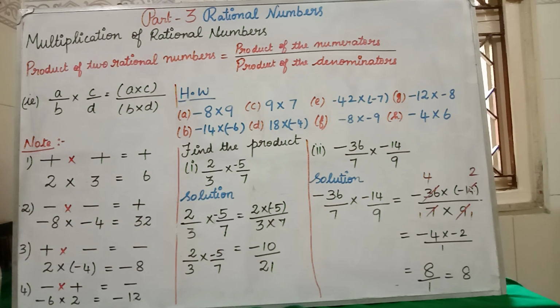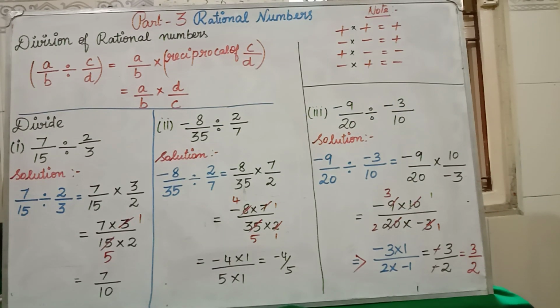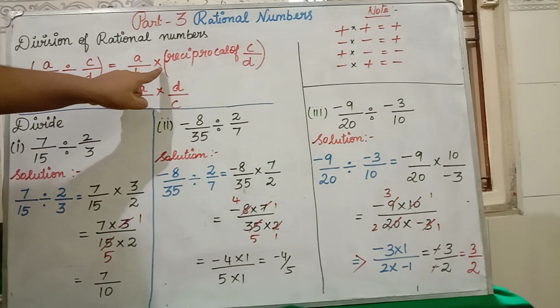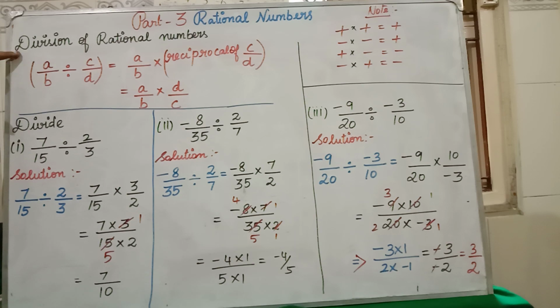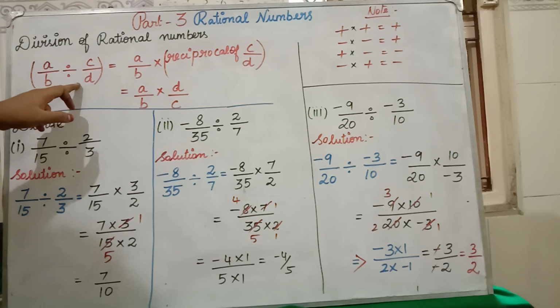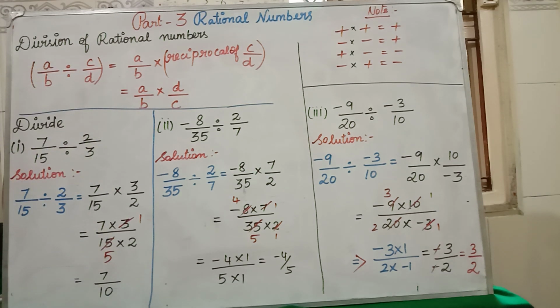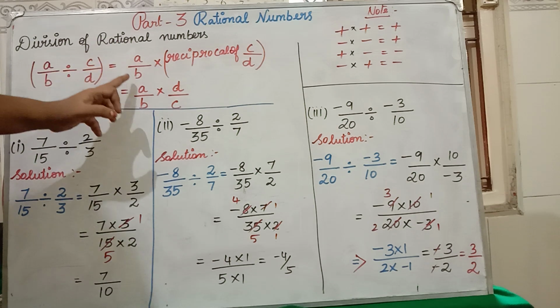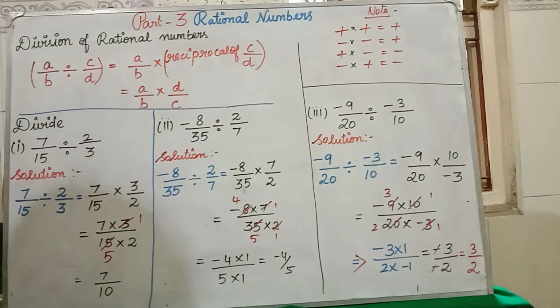Next, we will see the division of rational numbers. Students, next we are going to see the division of rational numbers. If you see here, A divided by B divided by C divided by D, how we have to write? A divided by B we have to write as such. This division will become multiplication. Clear? This divide sign will become multiplication, and the C by D will become reciprocal. So A by B into reciprocal of C by D.